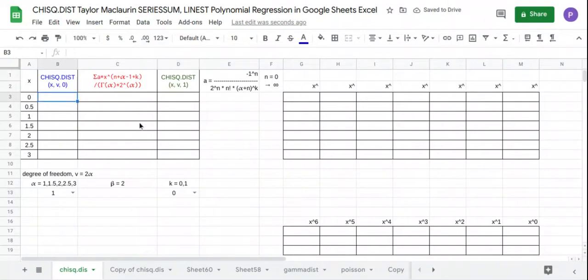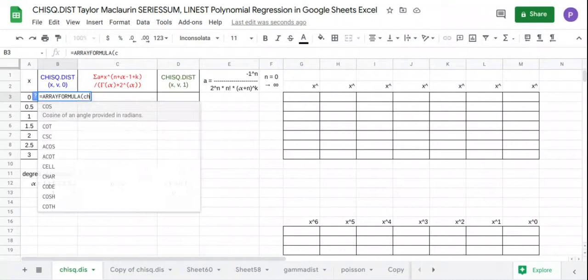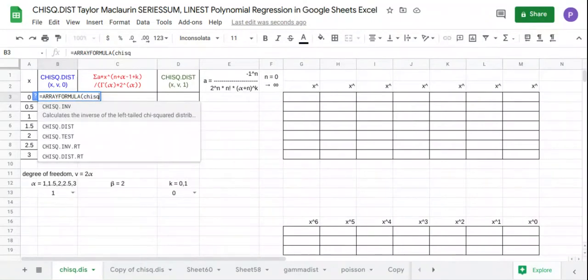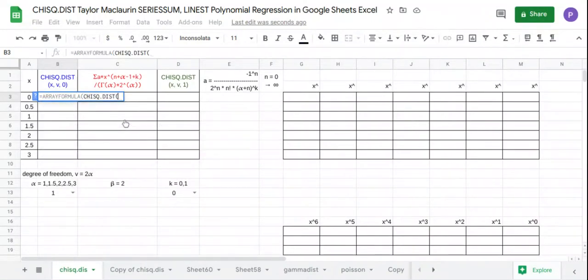Now the data set. We begin with the probability density function. Array formula, CHISQ.DIST of the x values, comma, our degree of freedom is 2 times alpha, comma, and 0 because this is the probability density function.